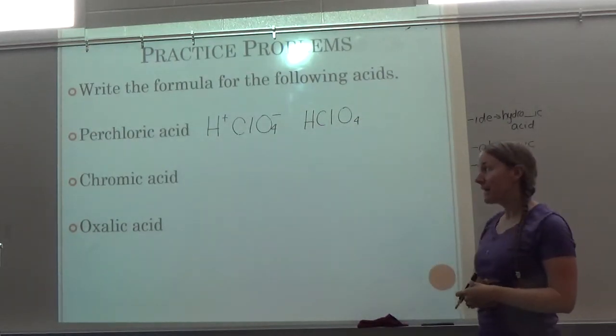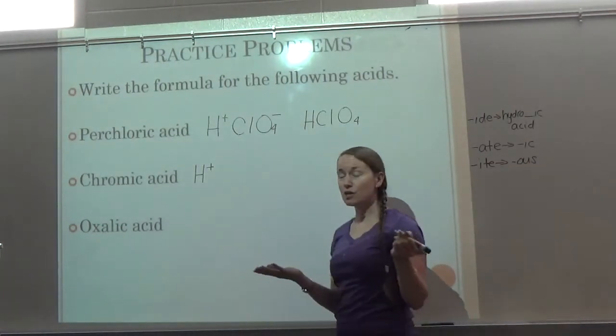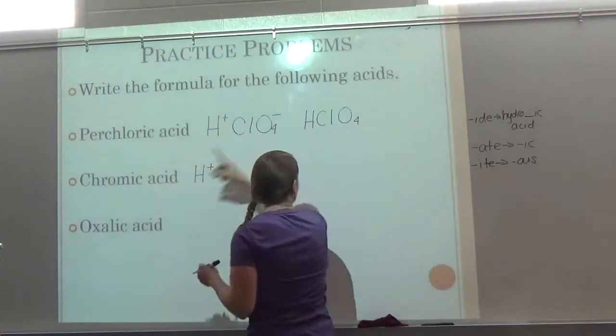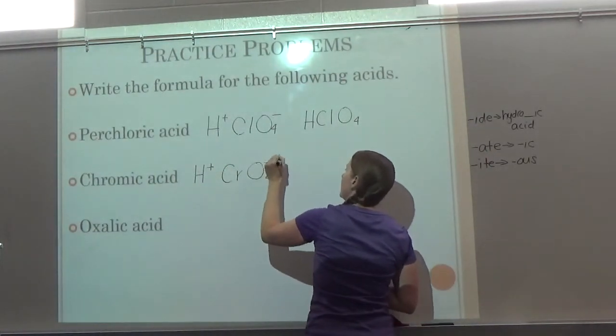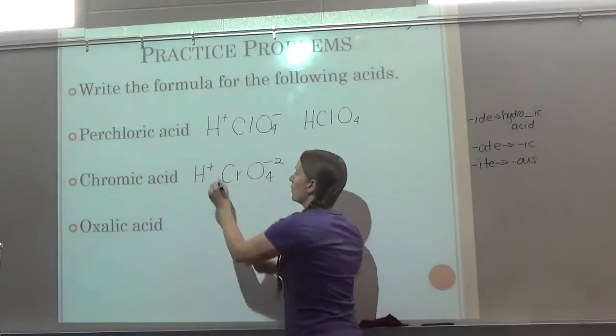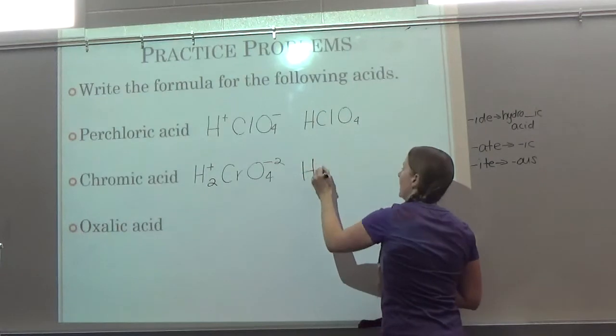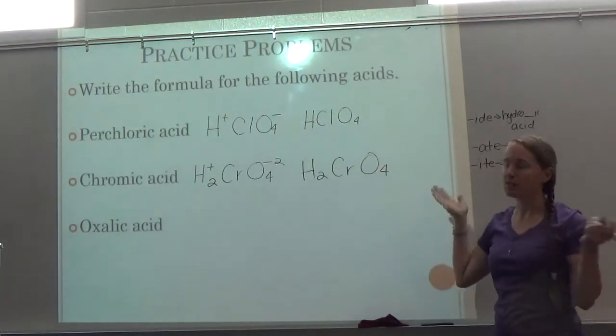Next one is chromic acid. If it ends in acid, it starts with H, which has a positive charge. Chromic came from chromate, which is CrO4 -2. I have a +1 and a -2, so I need to cross my 2 down. So my answer would look like this. And remember, you're more than welcome to keep the charges or not.